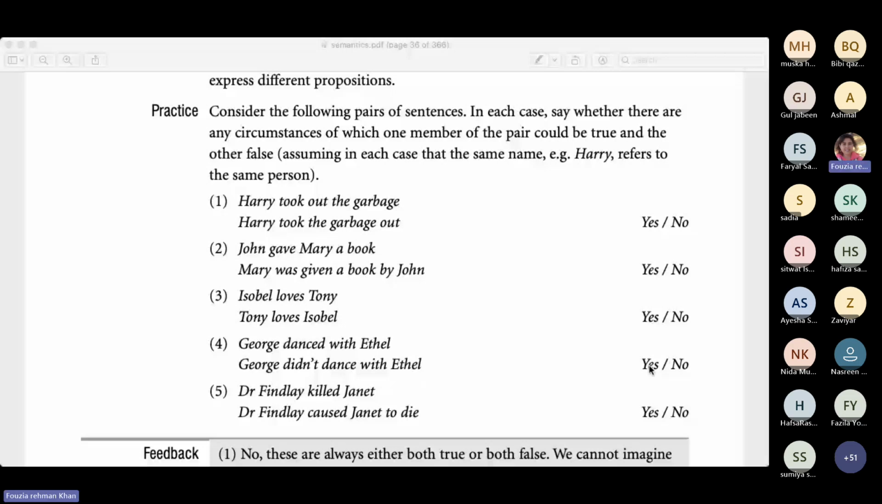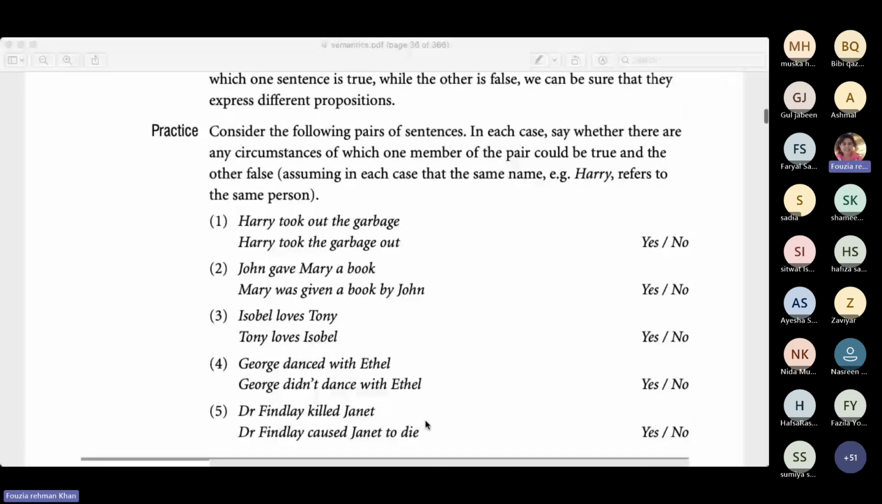Okay. Dr. Finlay killed Janet. That is, Dr. Finlay murdered Janet. And in the other one, Dr. Finlay caused Janet to die. He was the reason for the death. He might be the reason for the death, but he did not kill Janet directly. They don't mean the same. They don't present the same proposition. I hope you are getting it. There is a difference. Dr. Finlay killed Janet, that is, he murdered, he's directly involved in the killing of Janet. But here, Dr. Finlay caused Janet to die. He is not directly involved here. He put her in a situation where she died. Maybe he hired someone to kill Janet. Whatever, we do not know. But one is true, the other is false. So here also you will have a yes for the fifth one, right? I hope this is clear.